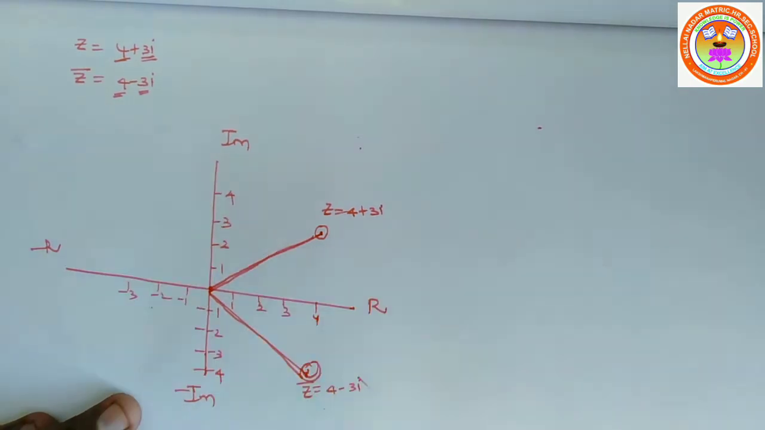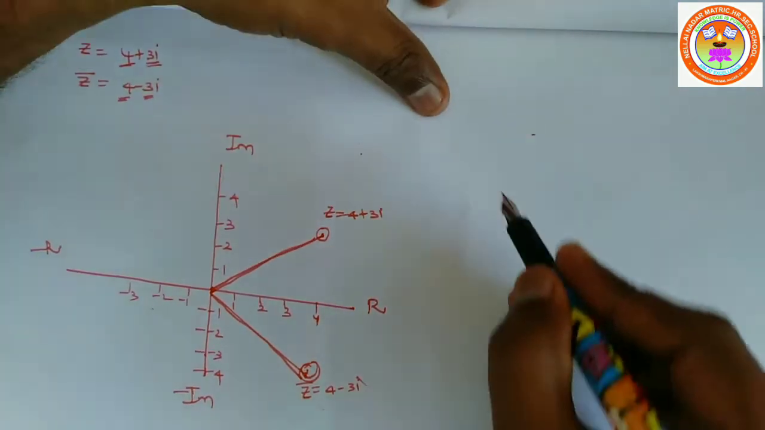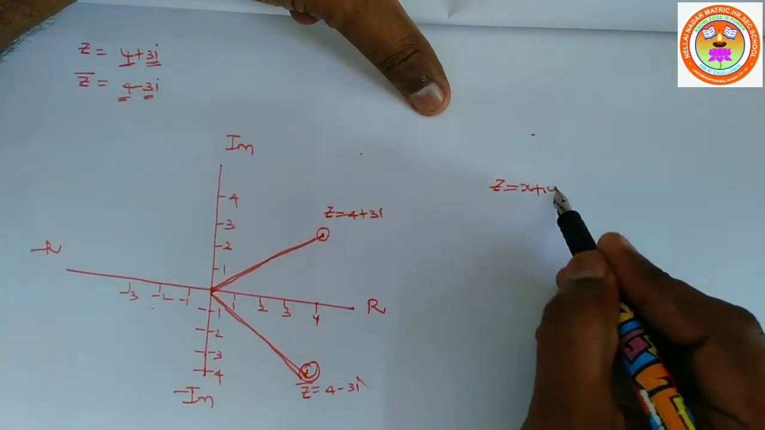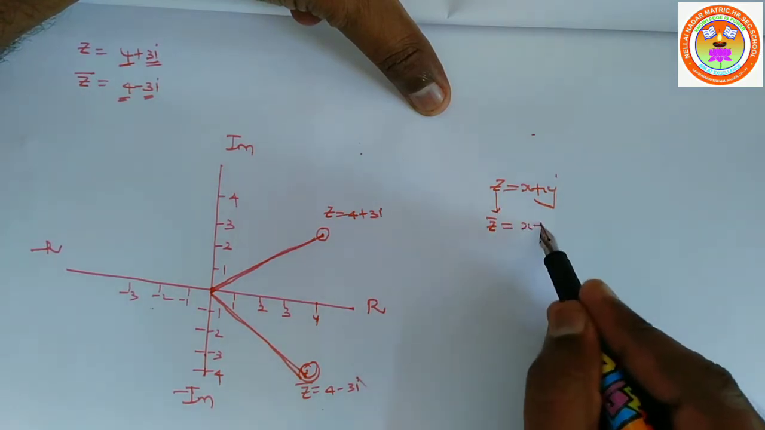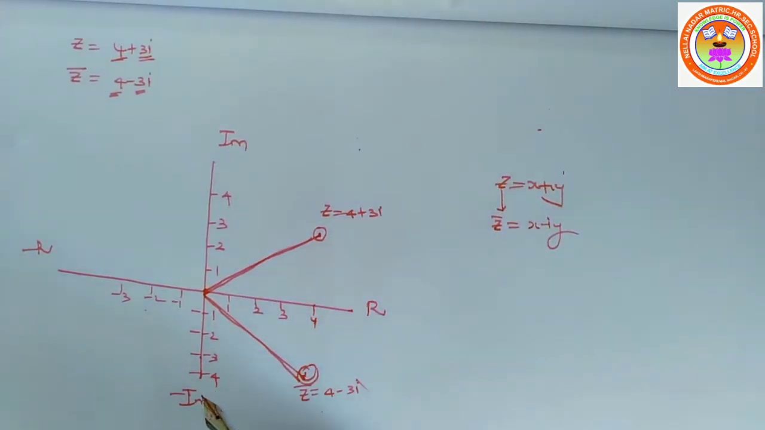So complex numbers always occur in conjugate pairs. This is a very, very important one. If z is equal to x plus iy, its conjugate, z bar, is nothing but x minus iy.